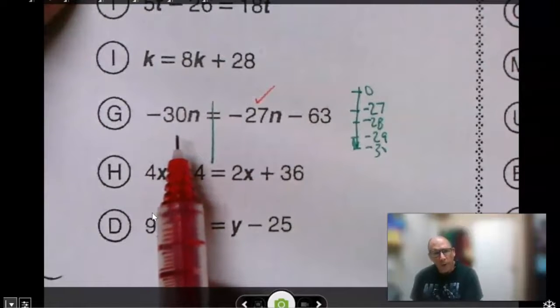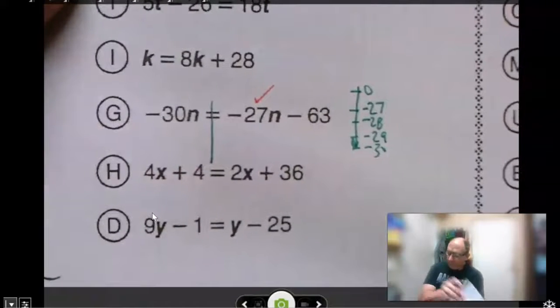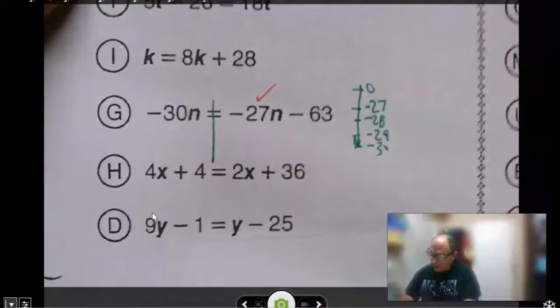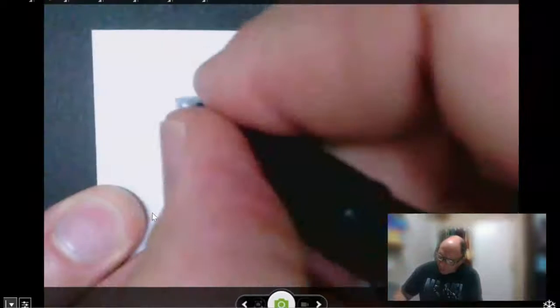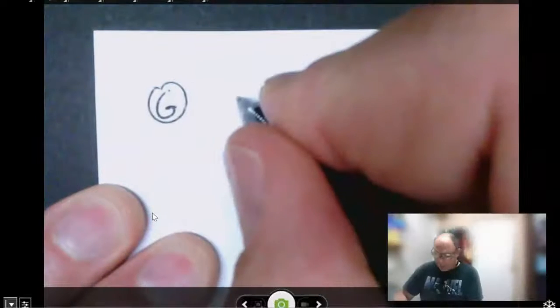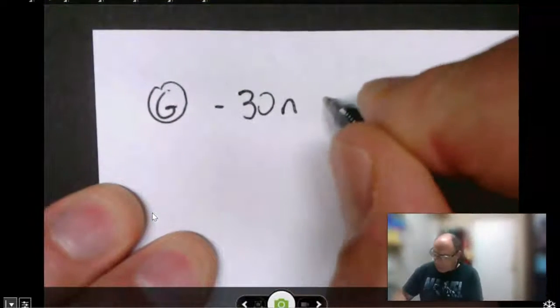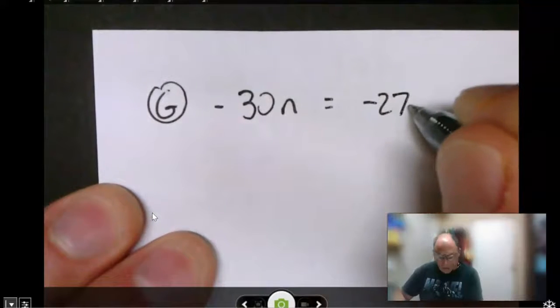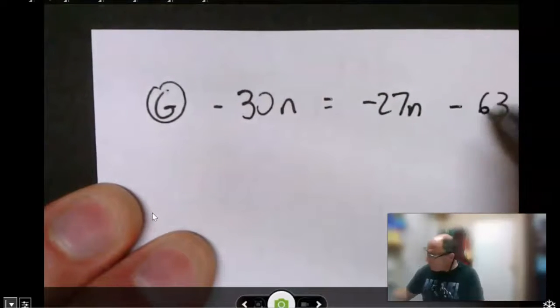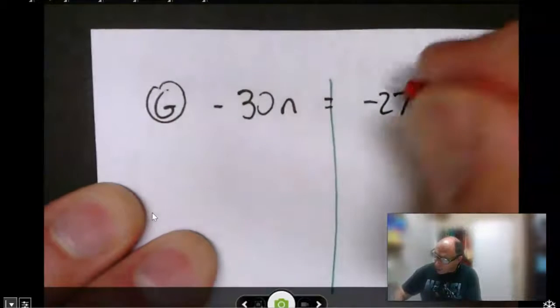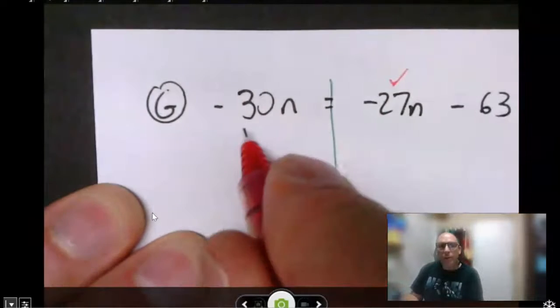So let's flip our paper over and go work on this, okay? I'm flipping my paper over so I can see, but you're writing on the back side of your paper. Get your pencil out. We're on problem G, and it says negative 30n equals negative 27n minus 63. Let's draw our line coming down here. And notice that this one's higher on the number line, so we're going to get rid of the negative 30.